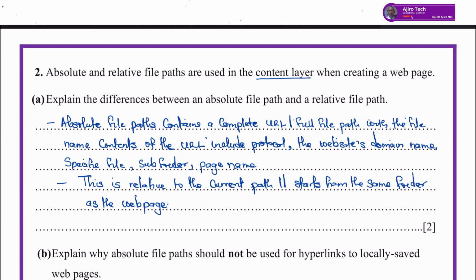So when we talk about the absolute file path, it contains a complete URL. That simply means that it goes through your C drive to the computer name, to the folder name and then to the file. But when we talk about the relative file path, we're simply saying the current path, from the same folder. So that particular file must be in the same folder, which is seen as the current folder.